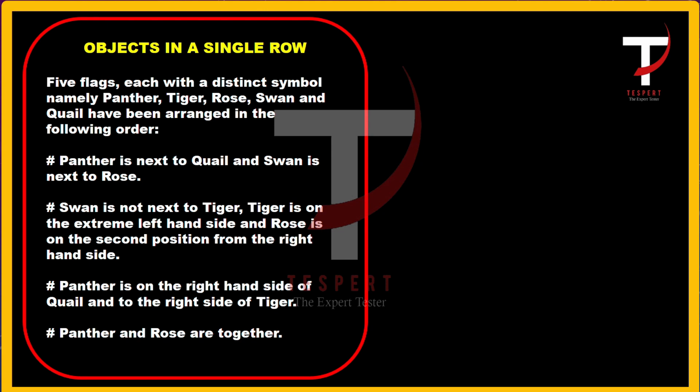Just pause the video and try to solve the question. Try to solve the set. This is the first type, which is objects in a single row. So pause the video and try to solve. Hope you solved. It's a very easy one. So, objects in a single row.